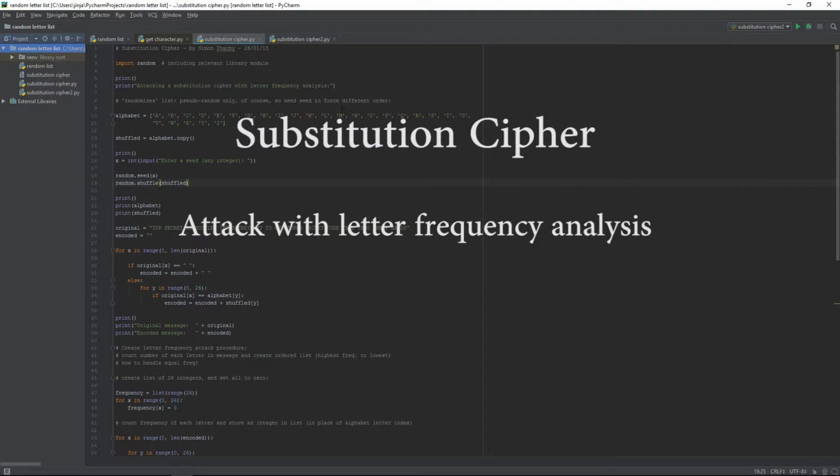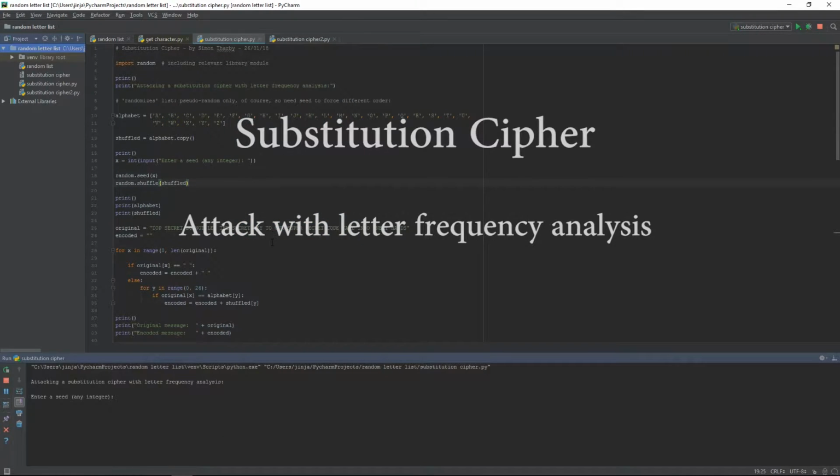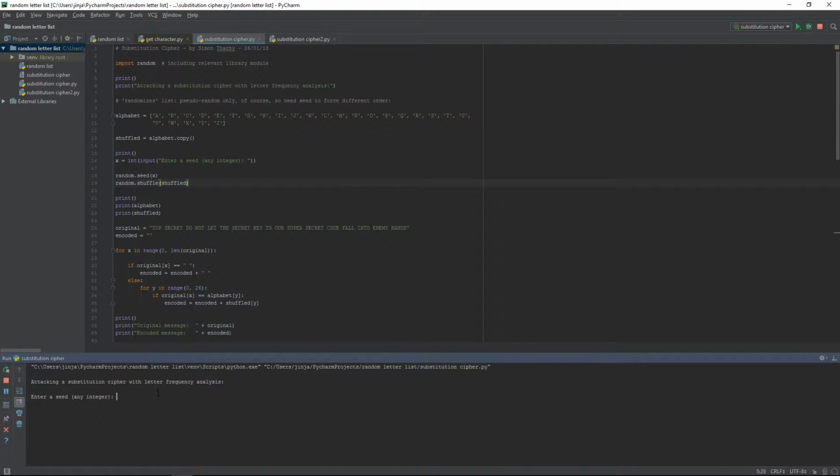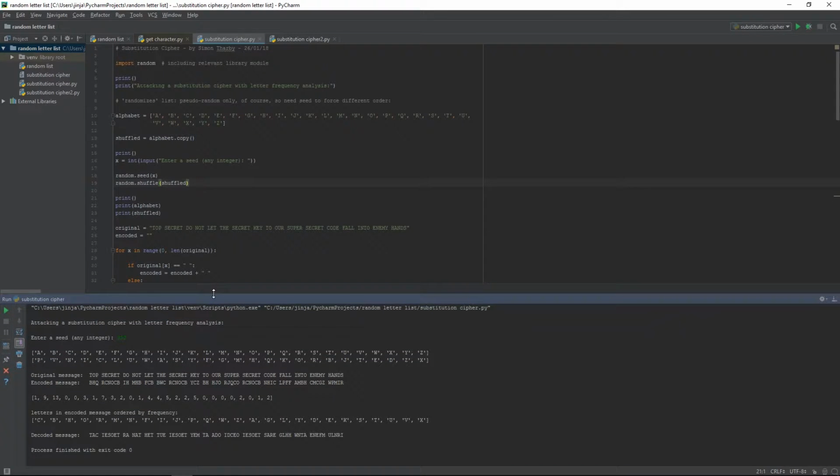Okay, substitution cipher program. Actually, two of them, but yeah. So I'll just run it. We need to enter an integer value for a randomization seed. Why? I'll explain.